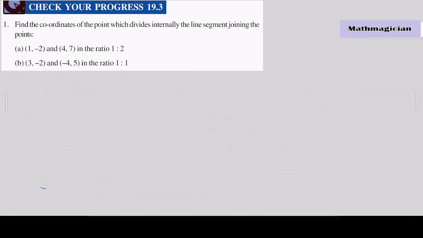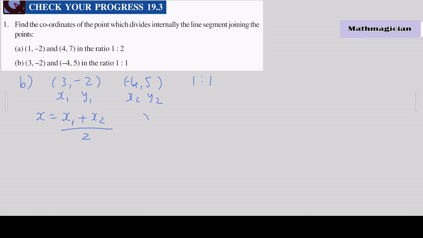Let's do the second question. B (3, -2), (-4, 5). The ratio is 1:1. As the ratio is 1:1, it is a midpoint. So we will use the midpoint formula. x is equal to x1 plus x2 upon 2. y is equal to y1 plus y2 upon 2.